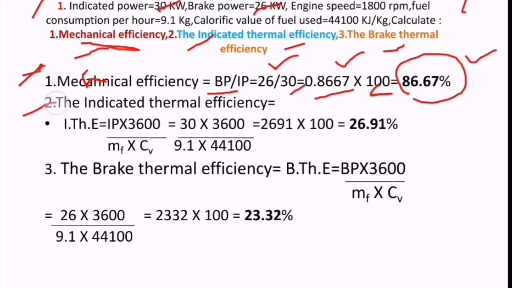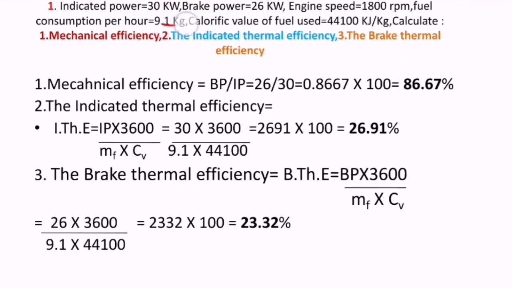The second one is the indicated thermal efficiency. We know the formula: indicated thermal efficiency equals IP into 3600 by MF into CV. IP is 30, given in the question, that is the indicated power. 3600 is divided by MF, which is 9.1 kg as given in the question, into 44,100, the calorific value CV. By substituting all the values, we get 0.2691. Convert it into percentage by multiplying by 100, and we get 26.91 percent indicated thermal efficiency.